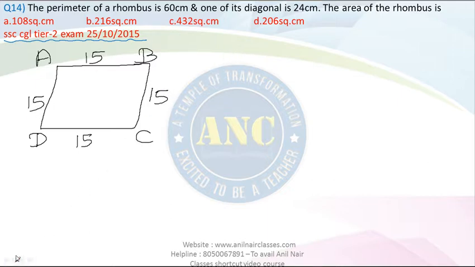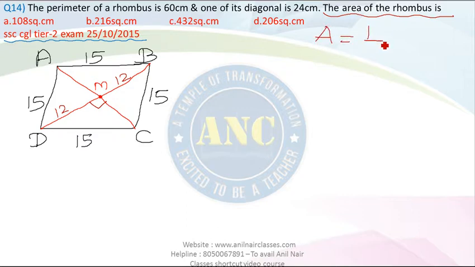One of its diagonals is 24 centimeter. If I name this as BD, the other diagonal is AC. Diagonals will intersect at M and they will bisect each other, and they are perpendicular to each other. So angle M is 90 degrees. Now this entire diagonal BD is 24. That means DM is 12, MB is 12.